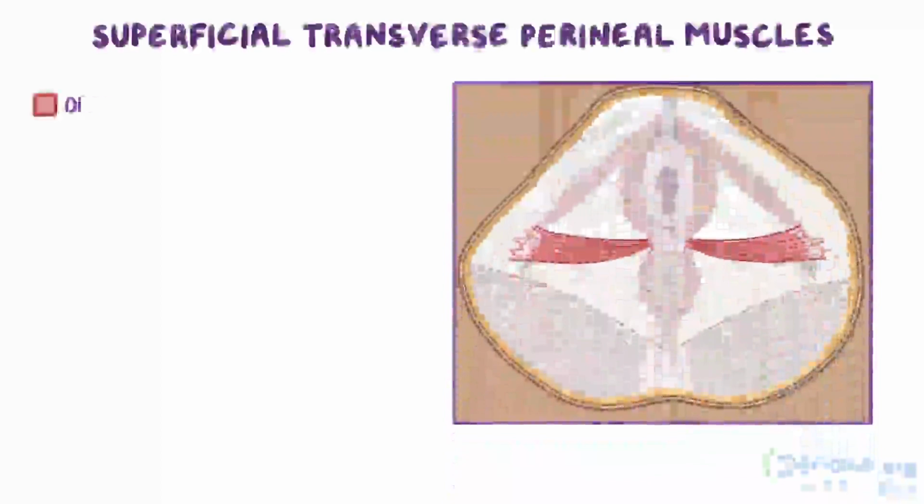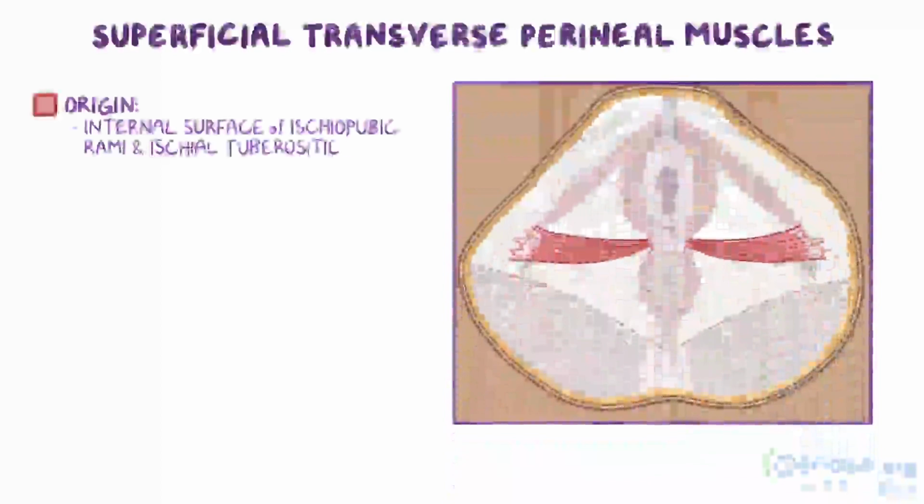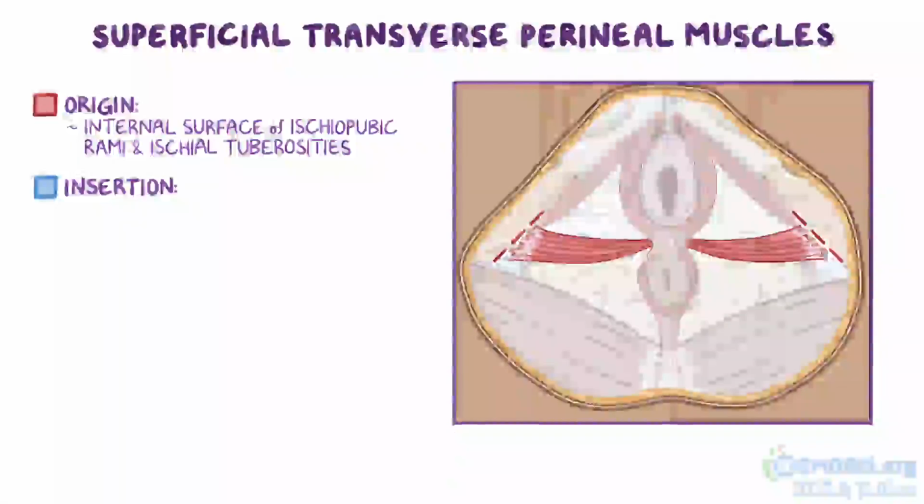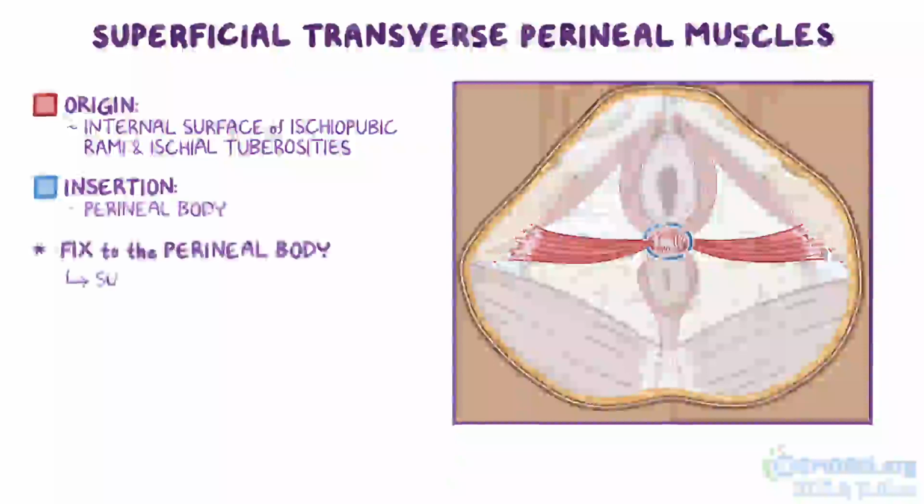Let's start with the superficial transverse perineal muscles, which originate from the internal surface of the ischiopubic rami and ischial tuberosities, and insert onto an irregular mass that lies in the middle of the perineum called the perineal body. These muscles fix the perineal body, which helps support the abdominopelvic viscera.